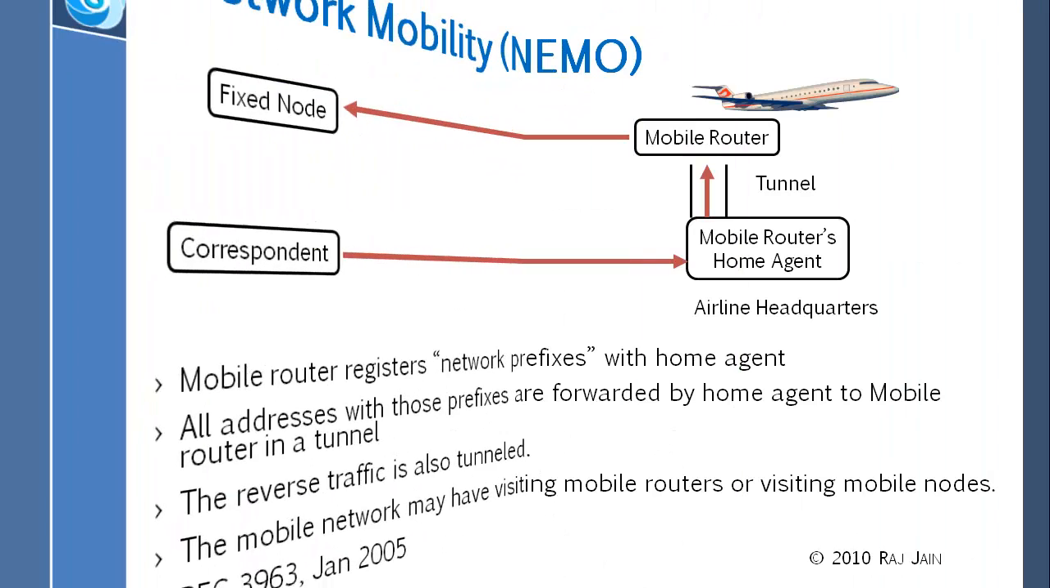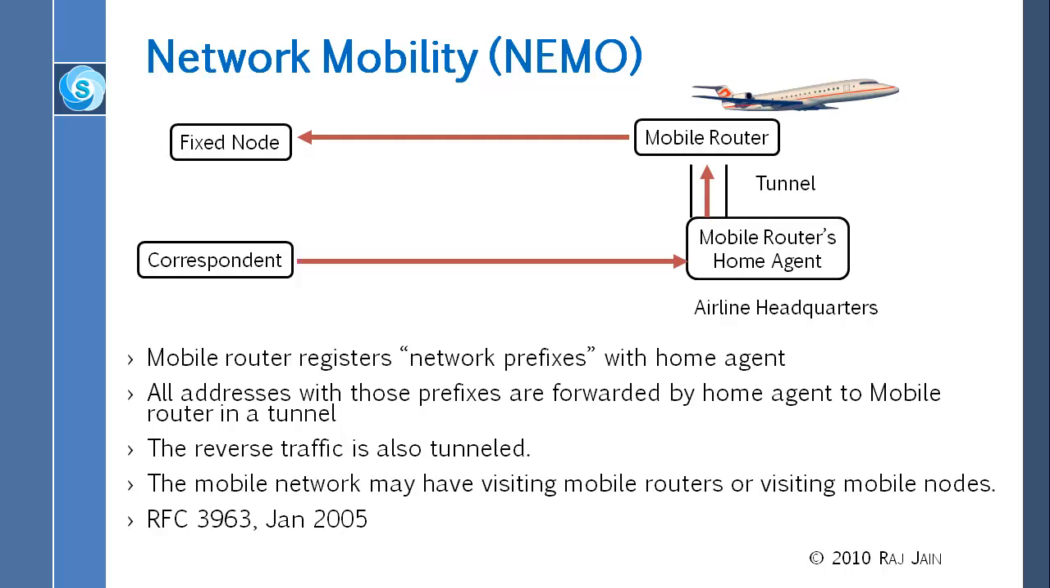All right, now we are talking about changing the attachment point. This is called network mobility, and there is a special IETF group called NEMO. NEMO stands for network mobility. The idea here is that the whole network is moving. So here is the correspondent. It sends a packet to the mobile router's home agent.